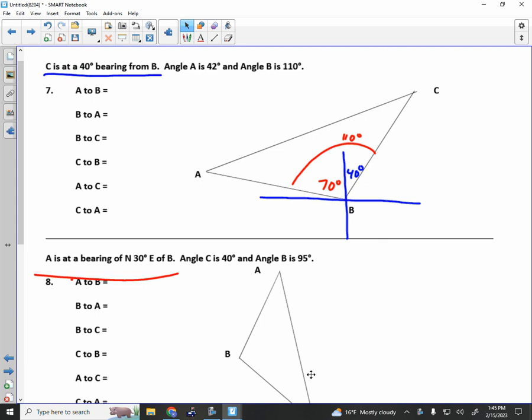So problem number 7, sometimes people struggle to get that set up. So you don't have a new assignment. You just need to continue on, hopefully with these last 3 problems. And notice how it says C is at a bearing 40 degrees from B. So what that means is 40 degrees, there's no north and east there. 40 degrees means, like, if this is 0, 40 is like that. So C is at a 40 degree bearing from B. So from B, I travel 40 degrees.